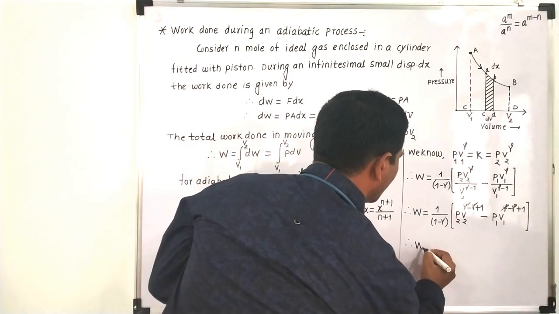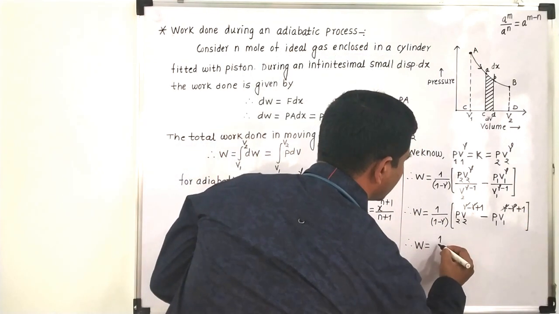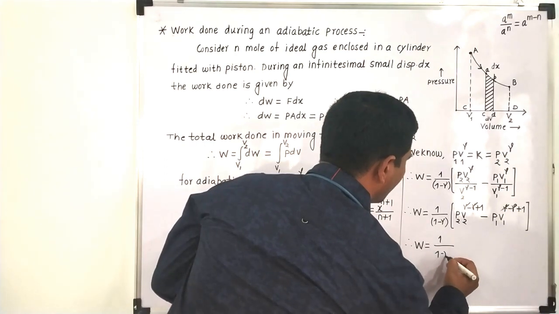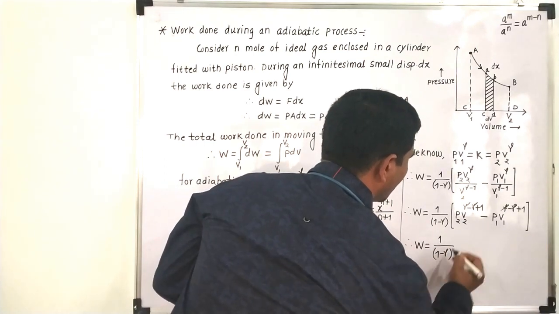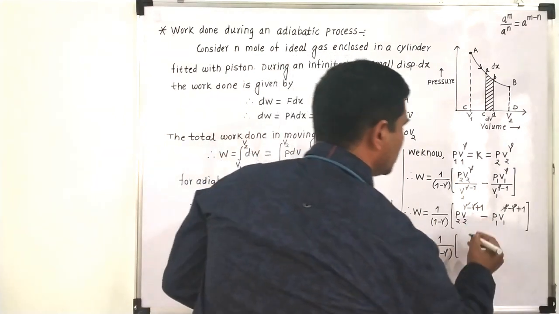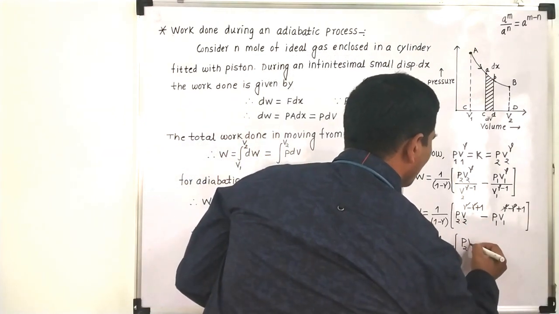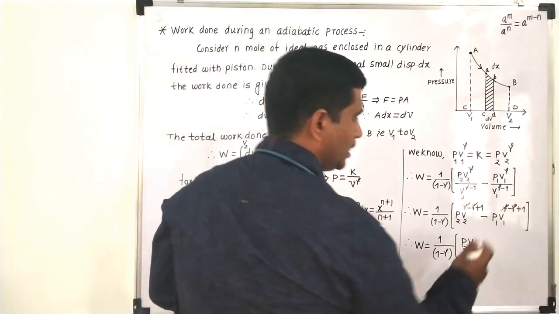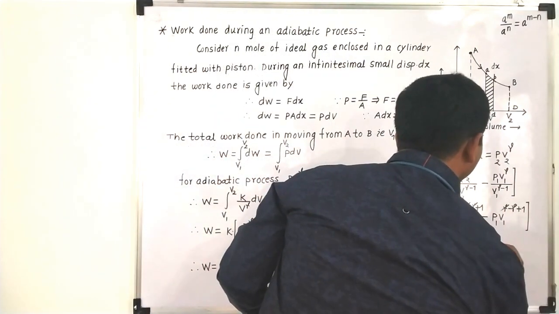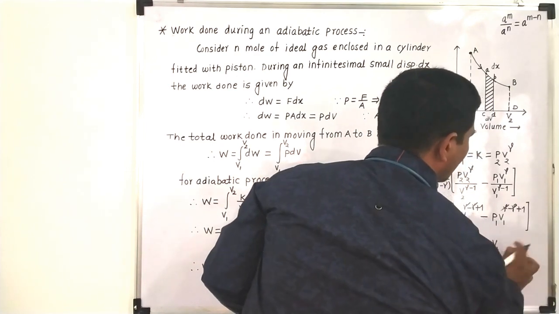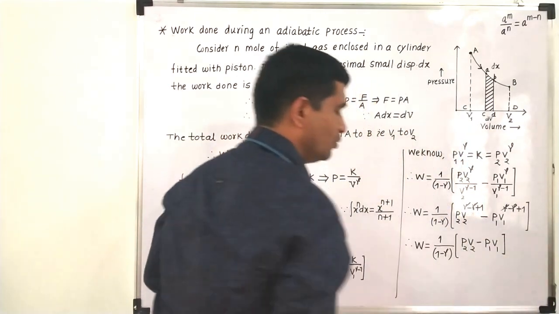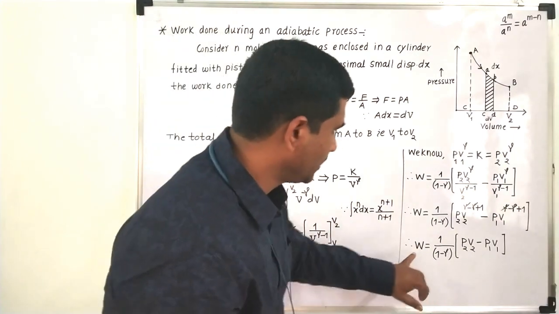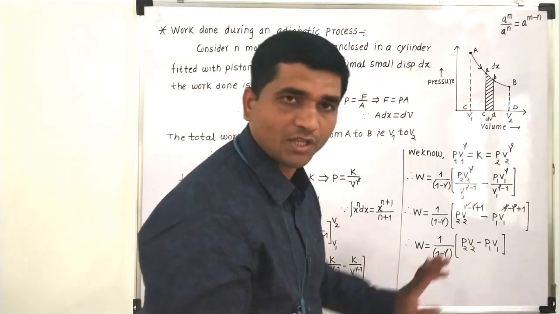So we will get the work done formula for this case. It is 1 upon 1 minus gamma in bracket, this is P2 V2 raised to 1. So no need to write 1. In this case, I'll get P1 V1 raised to 1. So no need to write down that as well. Okay. So this is an expression for work done.